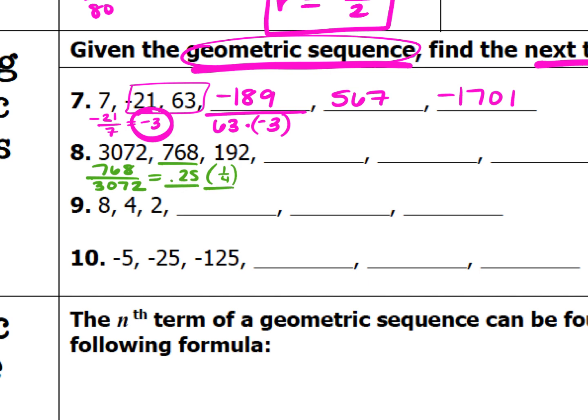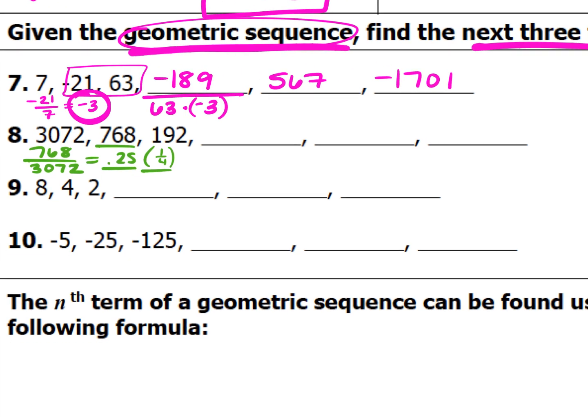I don't care which of these you use when you're doing the multiplication, okay? So you would go 192 times 0.25 or times 1/4. What do you get? 48. Okay, then hit it again, times 1/4. You get 12. And then times 1/4 again.